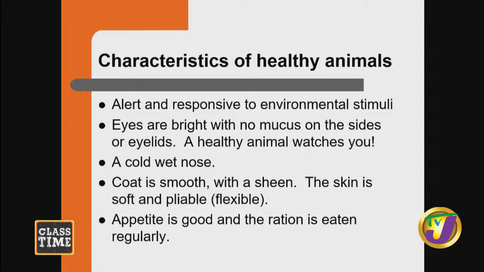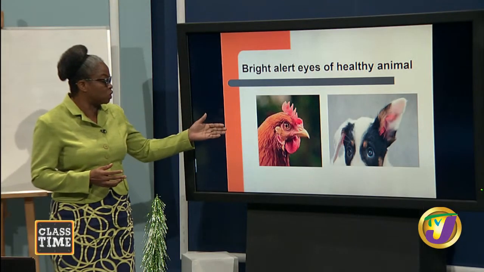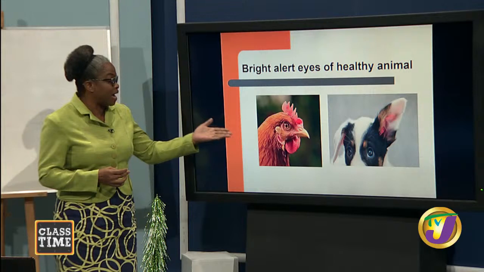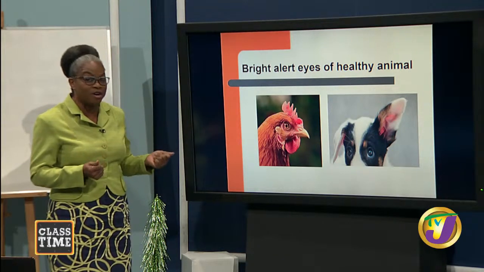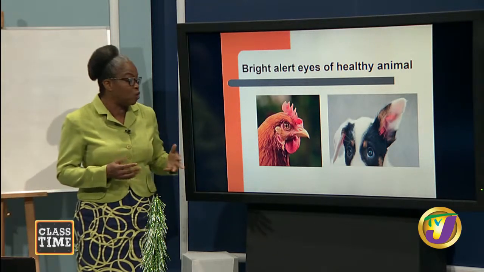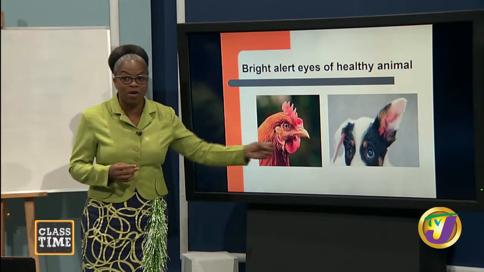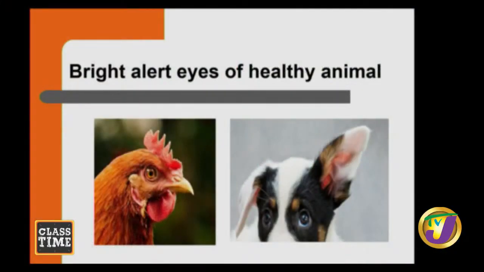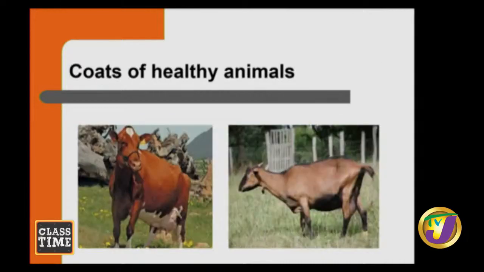So we have here on screen the picture of two animals. We have a poultry right here, Leo. The eyes of this animal is bright and alert. The animal is watching you. And then the next picture, we have a dog, very bright and alert, because when animals are healthy, they are going to watch you. Good?